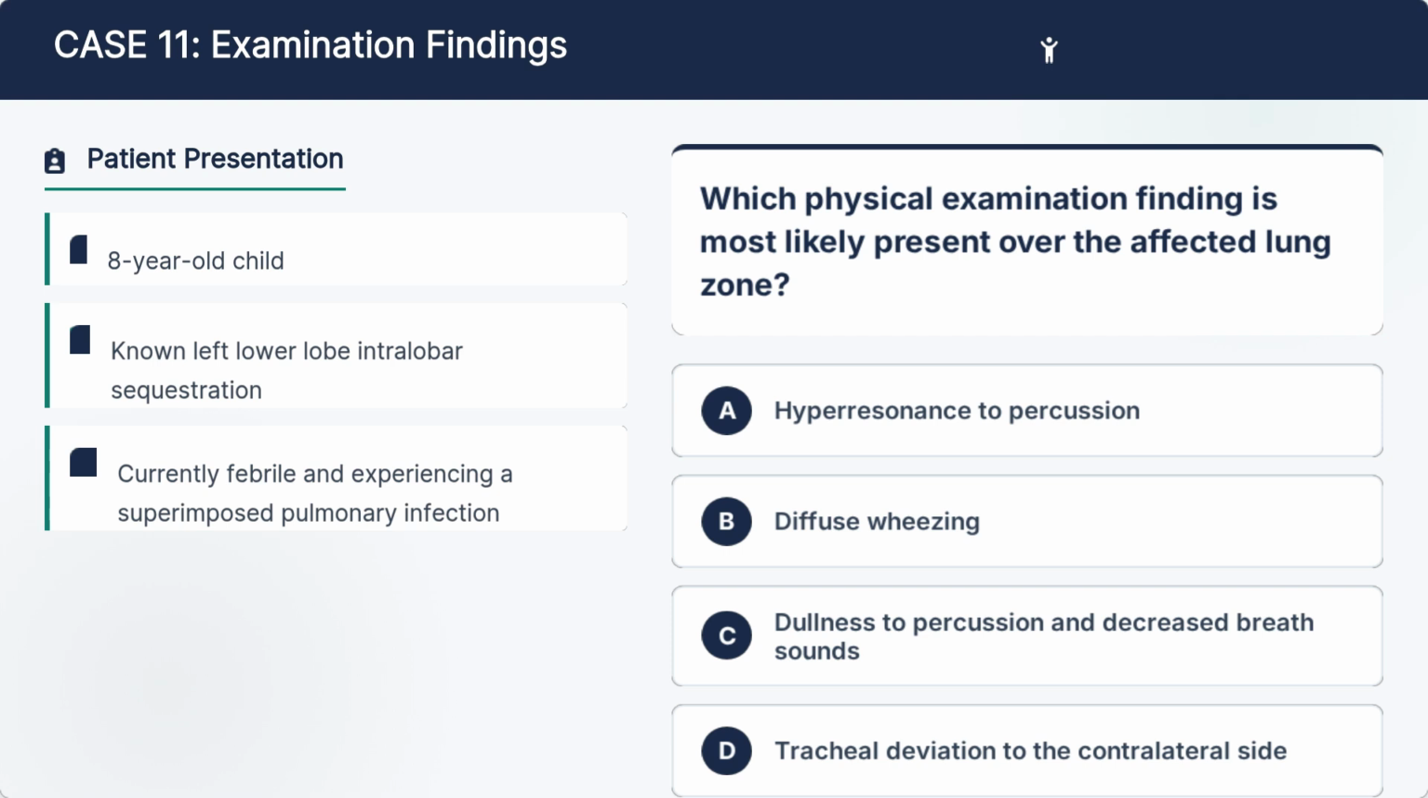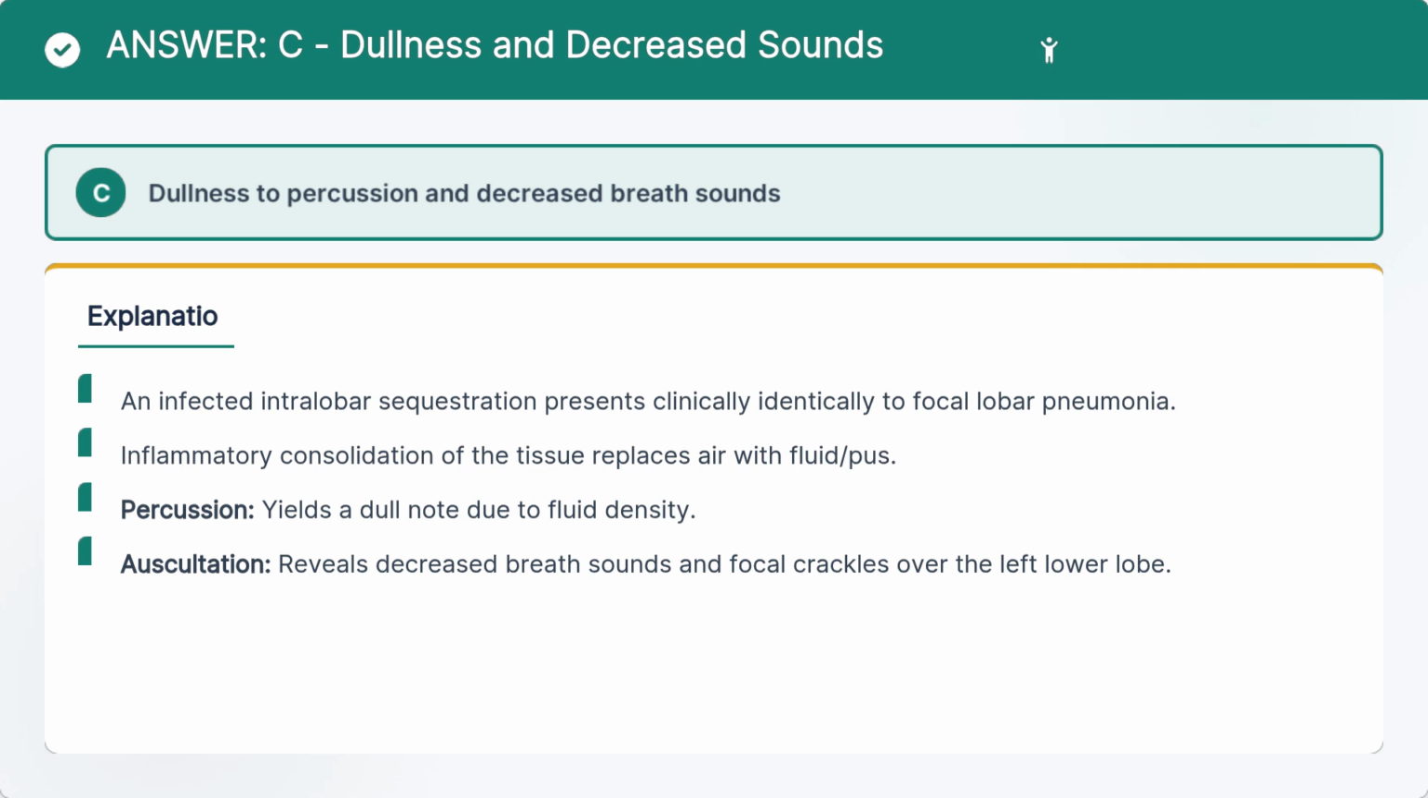Option A. Hyperresonance to percussion and diminished breath sounds bilaterally. Option B. Normal percussion note with diffuse bilateral expiratory wheeze. Option C. Dullness to percussion and decreased breath sounds with focal crackles over the left lower lobe. Option D. Tracheal deviation to the right with absent breath sounds on the left. Think about the physical signs of focal consolidation within a single lobe. The correct answer is option C.